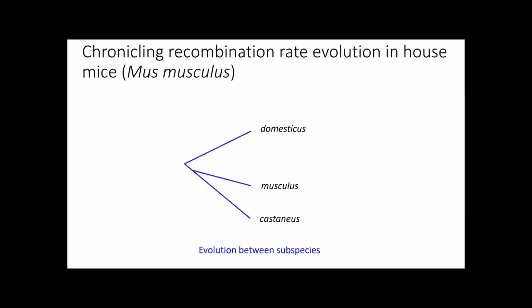And we have an opportunity again to look at evolution of any trait between subspecies. This is a rough depiction of the phylogeny of the three subspecies. There's incomplete lineage sorting and things, but this is basically what it looks like. We can make comparisons here, but we can also make comparisons within subspecies. So this is quite helpful.